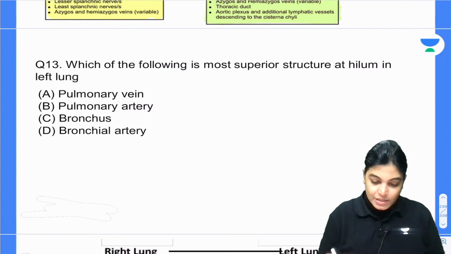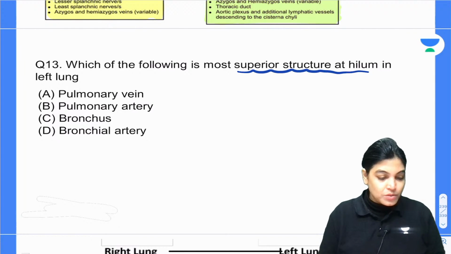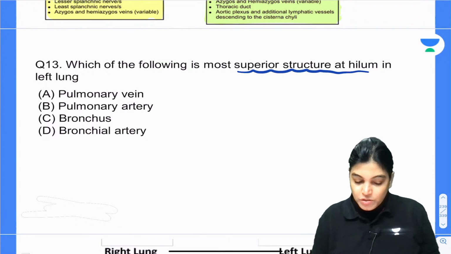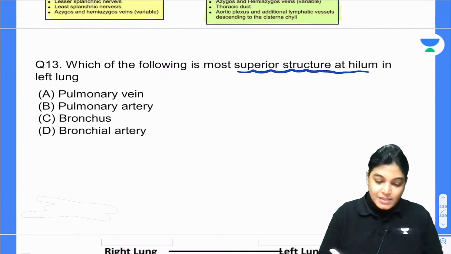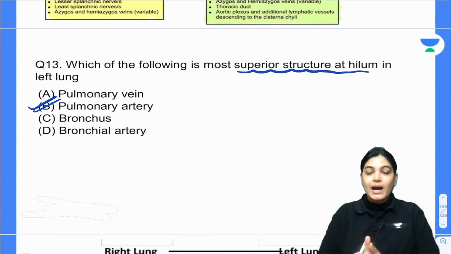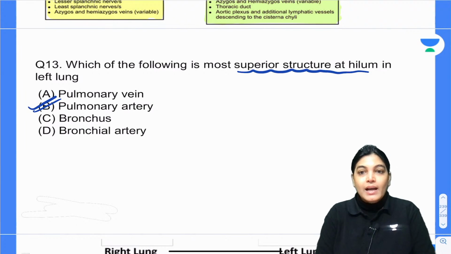Let me tell you which is the right structure. When we are talking, it is important that we should know the structures. When we are talking about the structures lying in the superior most aspect of the left lung, it's the pulmonary artery. Okay, my dear aspirants, when we are talking about the structures lying in the hilum of the lung, we have got structures relating to the hilum of the lung.